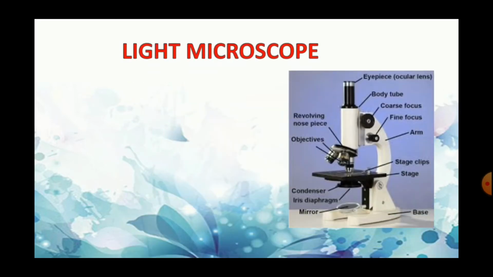The light microscope. You are familiar with this type of microscope because we use such type of microscope in our school and colleges laboratories. In this type of microscope, the specimen is placed at the stage and the source of illumination is light. The light passes through the specimen, due to which the image becomes clear.